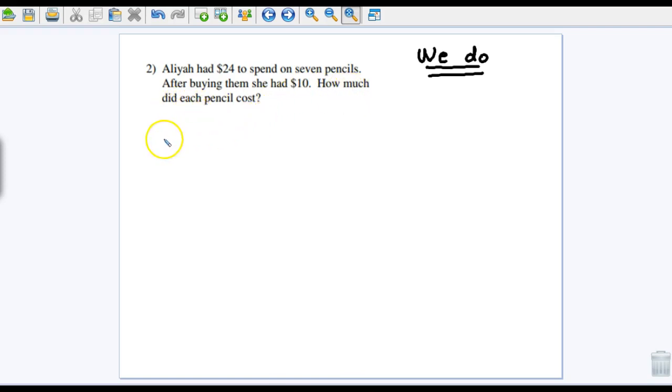So we're going to say that she started with $24 to spend. She spent it on 7 pencils. And then after she bought them, she had $10 left. How much did each pencil cost? So we're just going to write it the way we see it, okay? My question is, how much did each pencil cost? And after buying is important, so this tells me that we're going to subtract something, right?